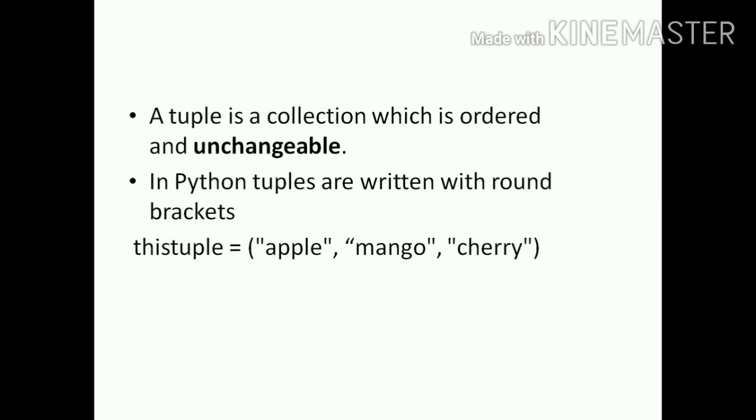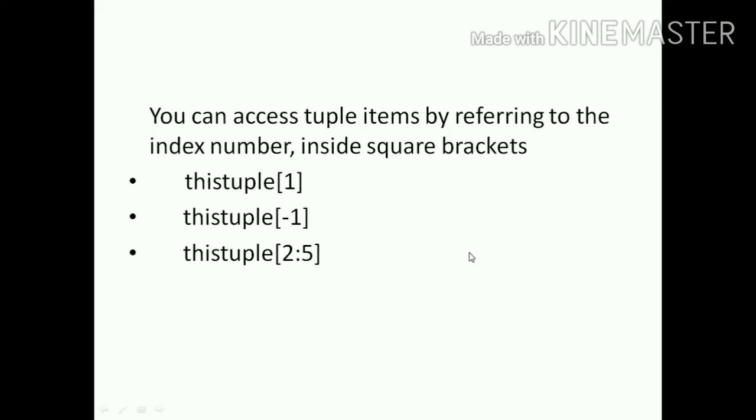So in Python, we write the tuple within round brackets. Here is an example. This tuple is a variable which stores multiple values. These values are of string data type and are enclosed within the round brackets. There are three values and these have indexes starting with 0, 1 and 2.